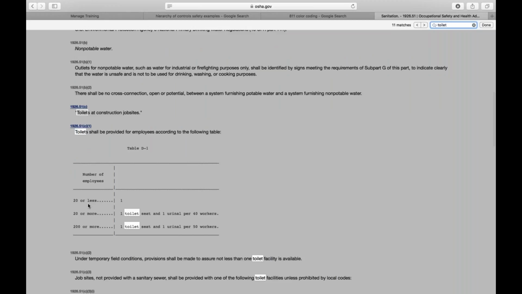Here you go, folks. If you have 20 or less employees, we have to have one toilet. Okay? 20 or more employees, right? We have to have one toilet and one urinal for every 40 workers. So if we get to 41, we've got to have two. Even if not, we can have one and one. By the time you get to 20, you're going to have to get to two. You can have two toilets, or one toilet and one urinal. Okay, and then if you get to 200 or more, you'll see it's at least one toilet and one urinal for every 50 workers.